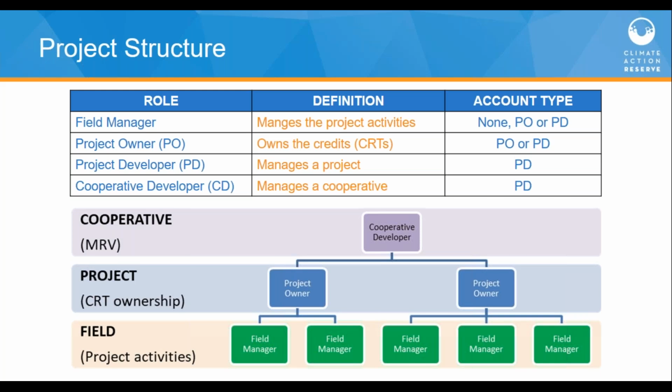It's very possible that the project developer, project owner, and even field manager could all be the same person, but there's a lot of flexibility here, as you can see. The graph here shows how this may play out further. Some other players that might be involved would be a landowner, if that entity is different from the field manager or project owner, and there could be some sub-project developers involved in a cooperative.